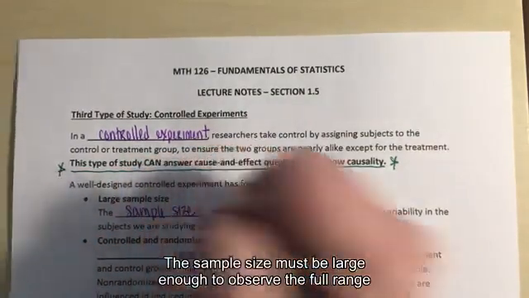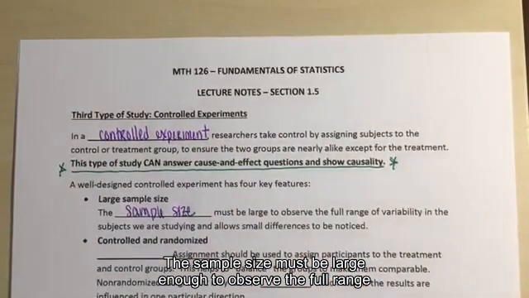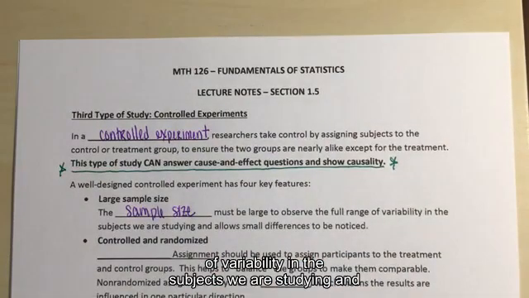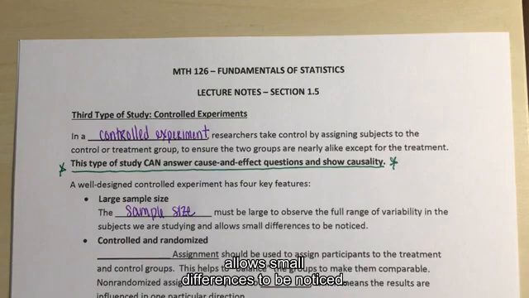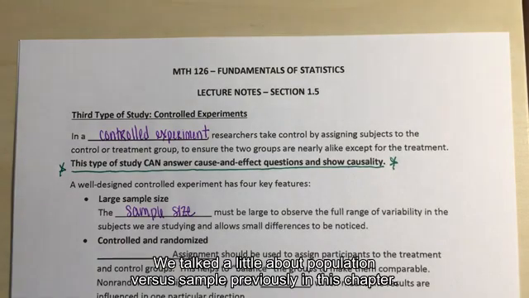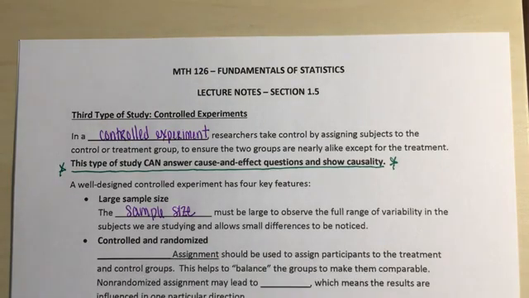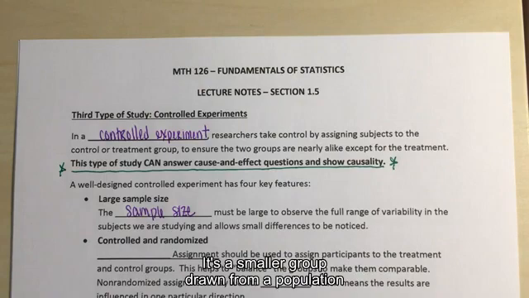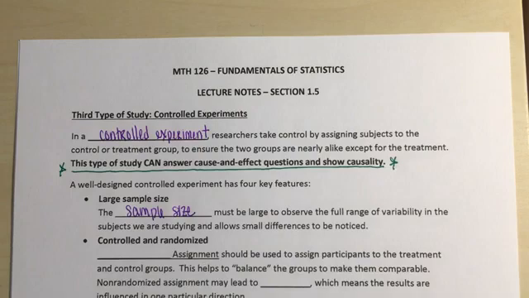The sample size must be large enough to observe the full range of variability in the subjects we are studying and allows small differences to be noticed. Right, so we talked a little bit about population versus sample previously in this chapter. So here we are taking the idea of sample. Right? It's a smaller group drawn from a population, and our sample size needs to be large enough.